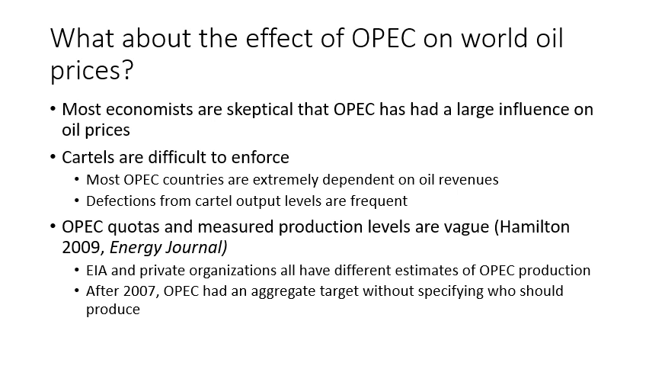After 2007, OPEC had an aggregate target without specifying who should produce. In other words, this is another reason OPEC has failed. They set an aggregate production target for all the member countries, but they never said who was going to produce what. So they never got to the point of specifying which country was going to produce. If they set a production target of 100,000 barrels, nobody said what fraction of that production target they were going to meet.